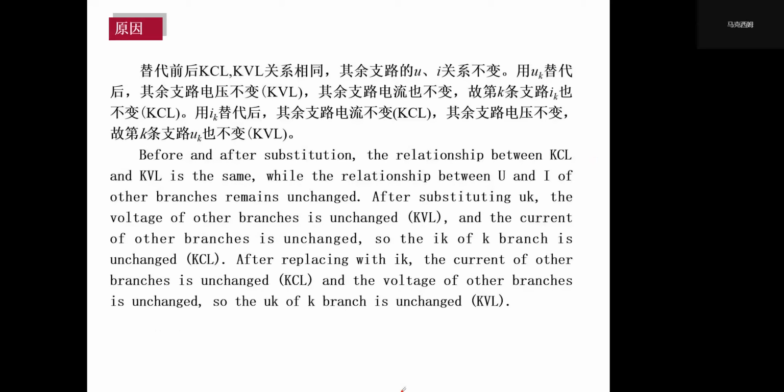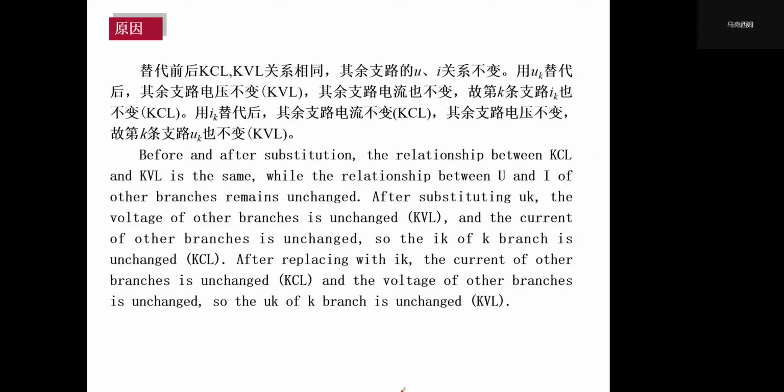Let's see the reason why the corresponding values will stay the same after we do that replacement. It's just because the KCL and KVL constraint relationship between the branches and the sources is not changed. So the corresponding relationship of the voltage and the current will not change.